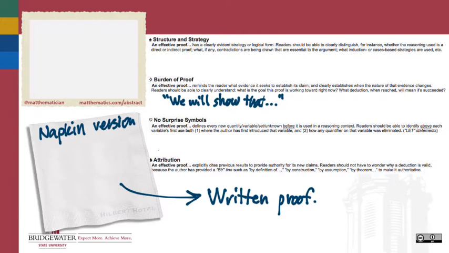Number 3 is one that novice proofwriters always struggle with until you take a computer programming class.